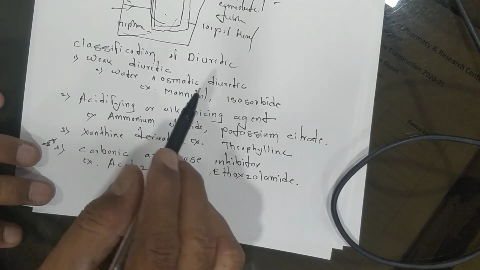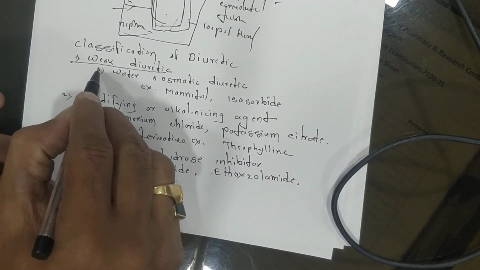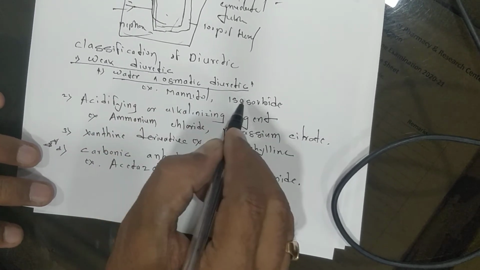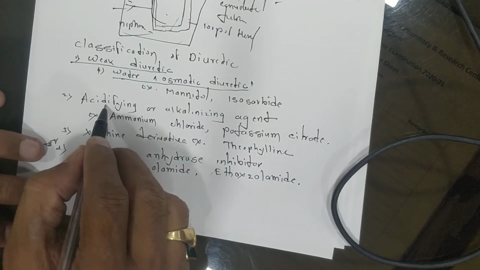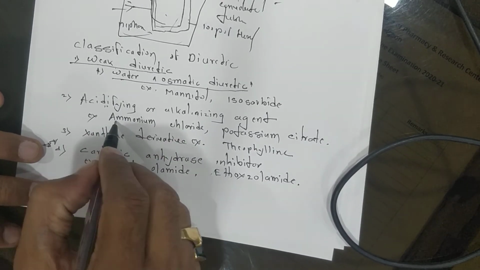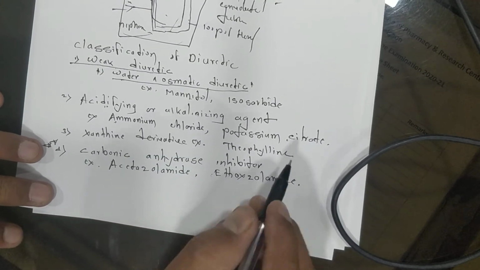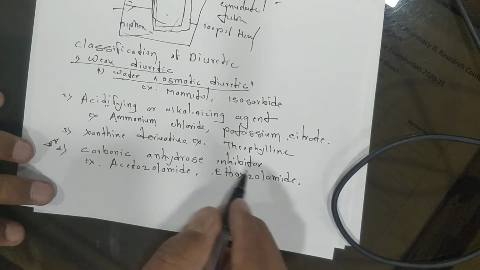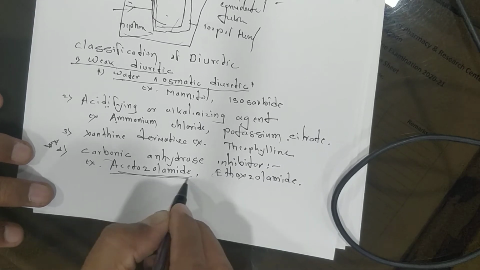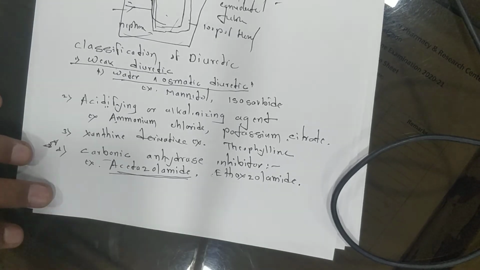Now see the weak diuretic classification. The first group is weak diuretics, again subclassified into 3 groups. Water and osmotic diuretics is the first, for example mannitol and isosorbide. Second, acidifying and alkalizing agents, for example ammonium chloride and potassium citrate. Third, xanthine derivatives, theophylline, commonly used as a weak diuretic, and the carbonic anhydrase inhibitors, for example acetazolamide. So many times the question asks to explain the mechanism of action of acetazolamide. Ethoxyzolamide has the same mechanism of action.